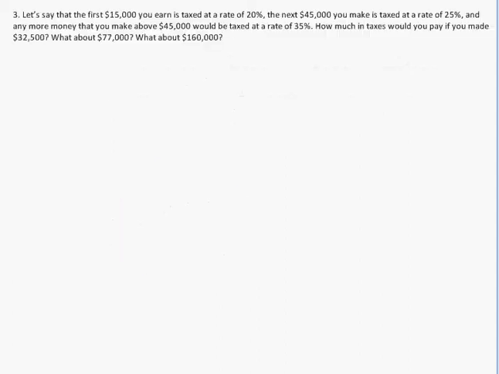Now to our last one. It says, let's say the first 15,000 you earn is taxed at 20%. Then the next 45,000 is taxed at a rate of 25%, and anything over 45,000 will be taxed at 35%. Now we need to write a piecewise function for this. So on this one we have our three different scenarios as well.